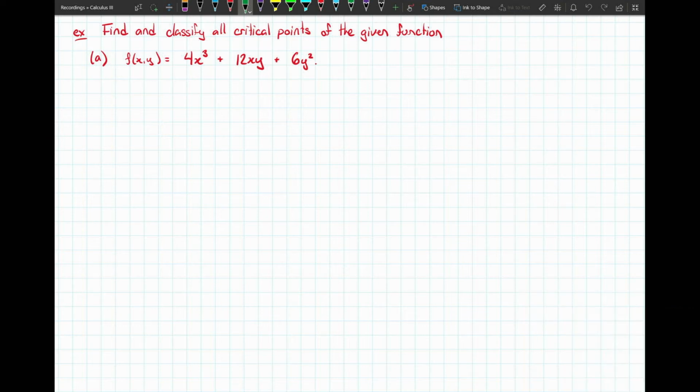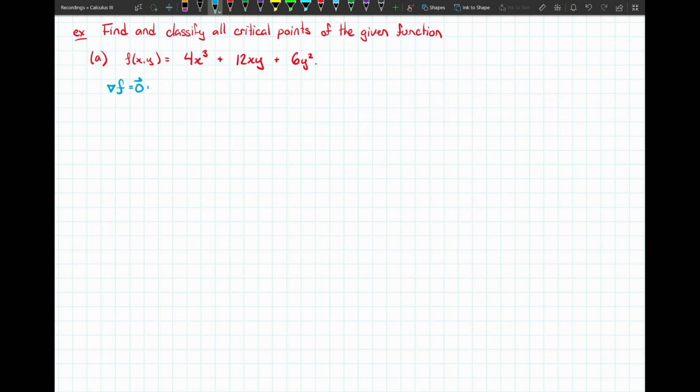and then classify them. We know we're never going to get points where the gradient of f is undefined for a polynomial like this, so we're just going to look at points where the gradient of f is equal to the 0 vector. And make sure it's not just the gradient of f equals 0, because that would be saying that a vector equals a scalar. That wouldn't be correct.